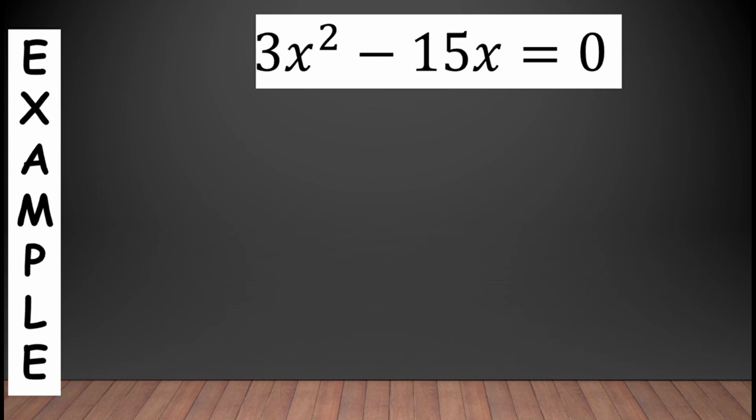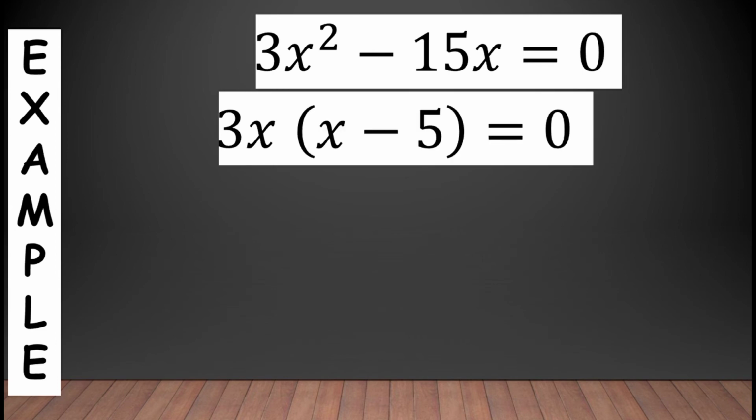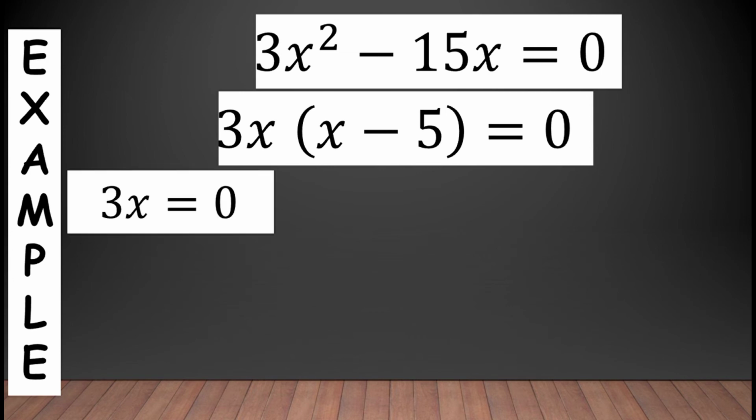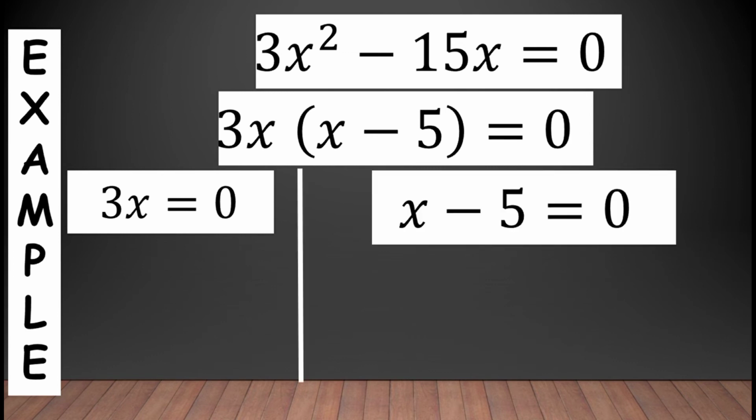If our given is a quadratic term and a linear term, the best thing that we can do is to factor out the common factor. In this case, the common factor between 3x squared and 15x would be 3x, and the other factored term is x minus 5. Set each factor to 0. Applying the zero product property, we have 3x equals 0 and x minus 5 equals 0.